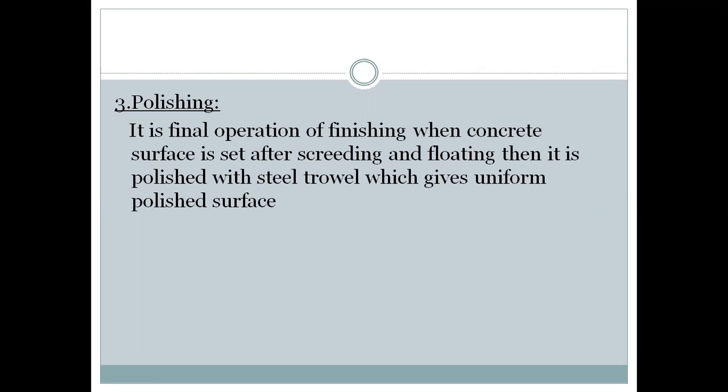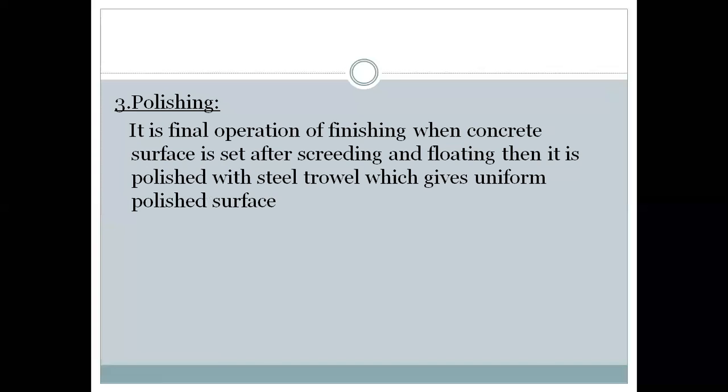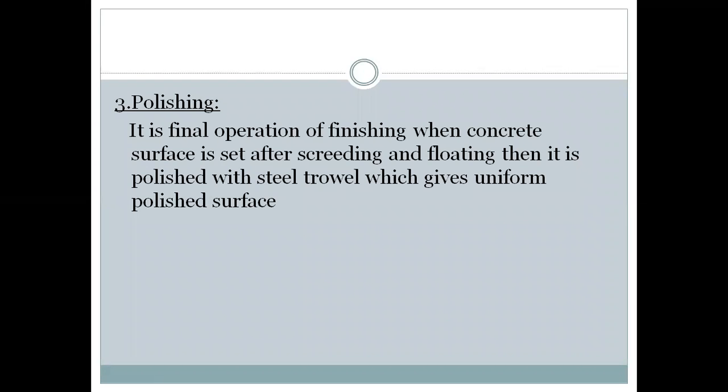If after spreading and floating there are still any depressions or remains, or we require a polished surface like the sunlas, then in that kind of work we require the polishing work, and this type of work is done by the steel trowels to give the uniform polished surface.